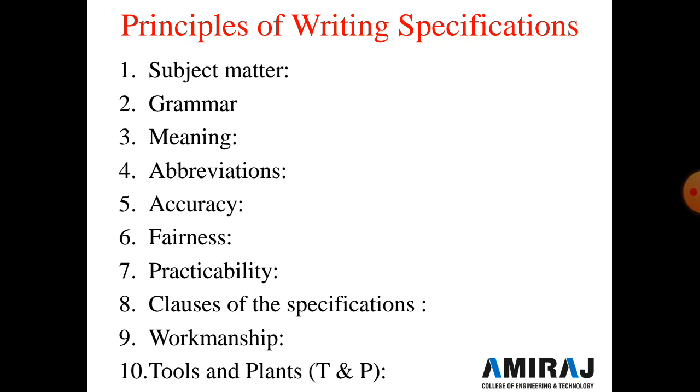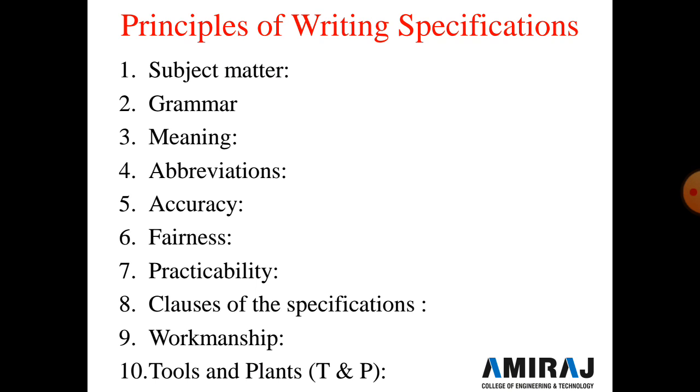And ninth point is workmanship. So here complete description of workmanship, the method of mixing of proportion, the method of laying, preparation of base, compaction, finishing, curing, etc. shall be fully described, and specially applicable items of the work shall be clearly stated in different clauses. And last, the 10th principle of writing specification is tools and plant.